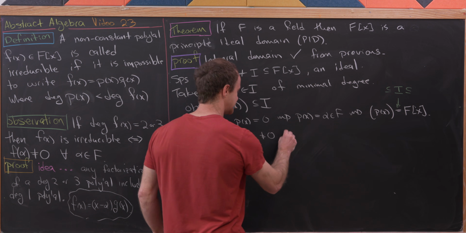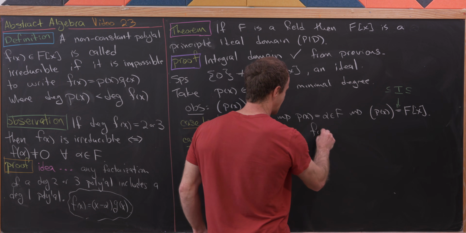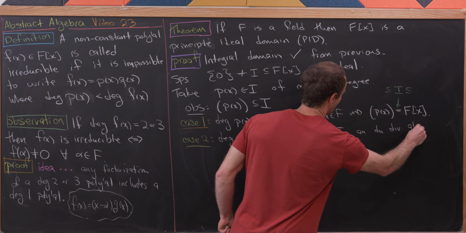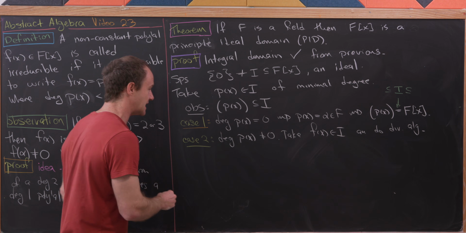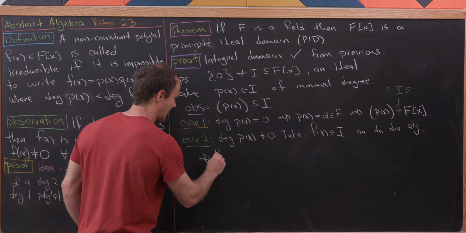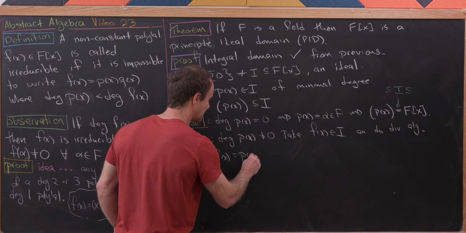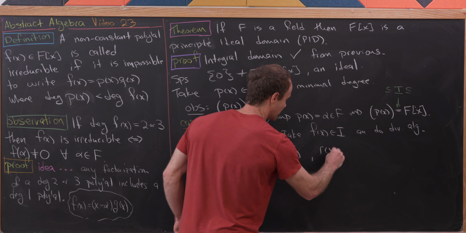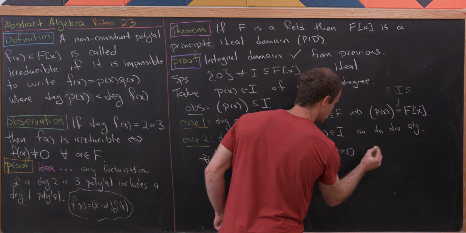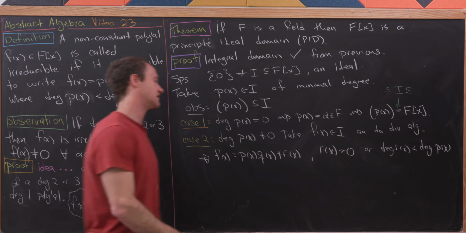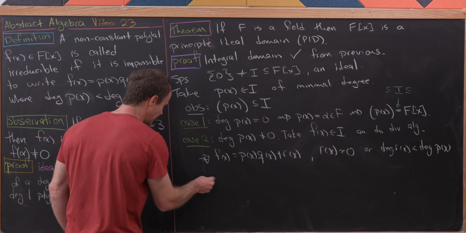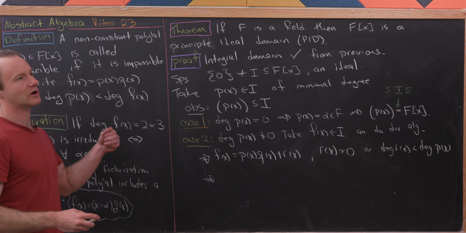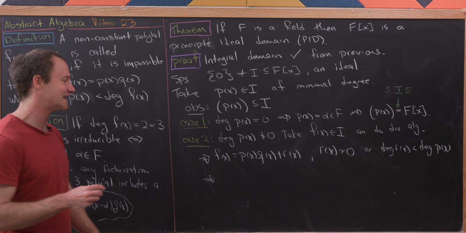So now let's take some sort of arbitrary F of X inside of I and do the division algorithm with F of X and P of X. That'll allow us to write F of X as P of X times Q of X plus R of X, where R of X is 0 or the degree of R of X is less than the degree of P of X. But now we're going to do a trick that we've done from time to time, and that is solve for something and then argue that it must be in some structure. In this case, the ideal.